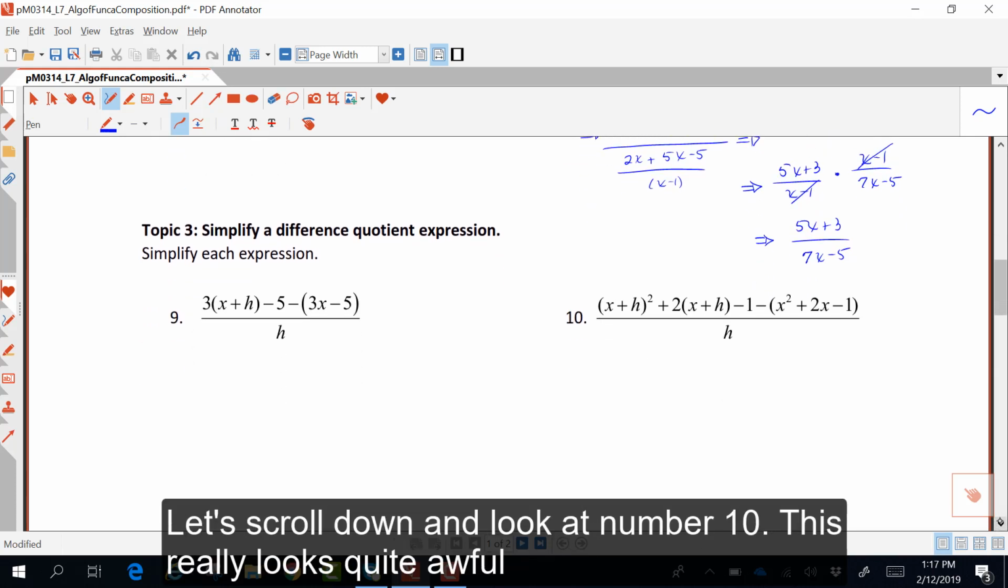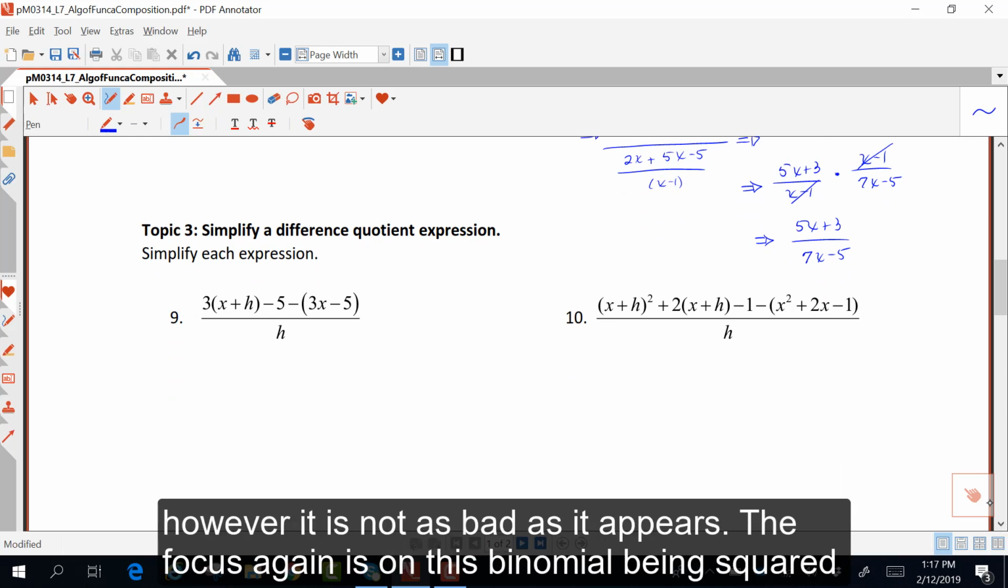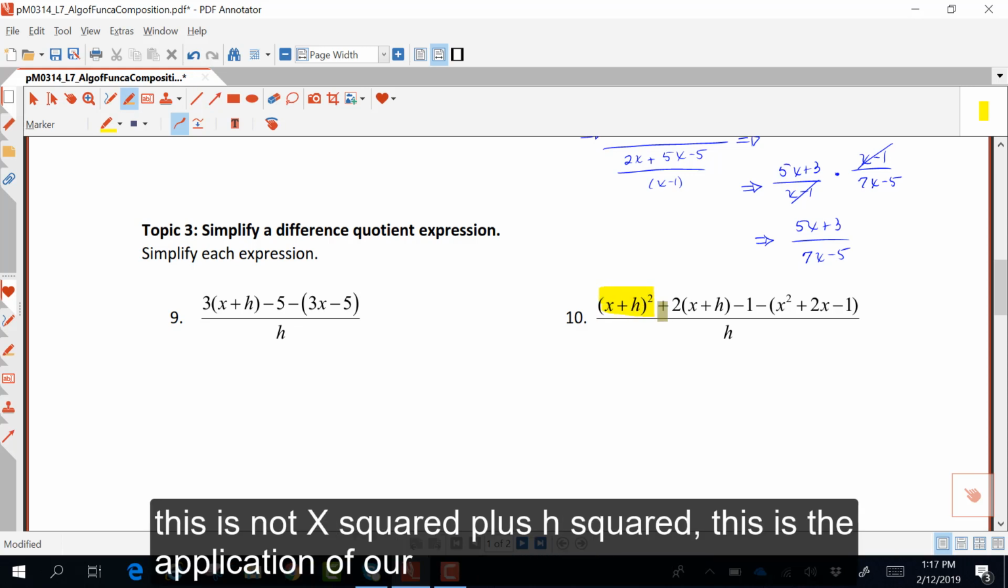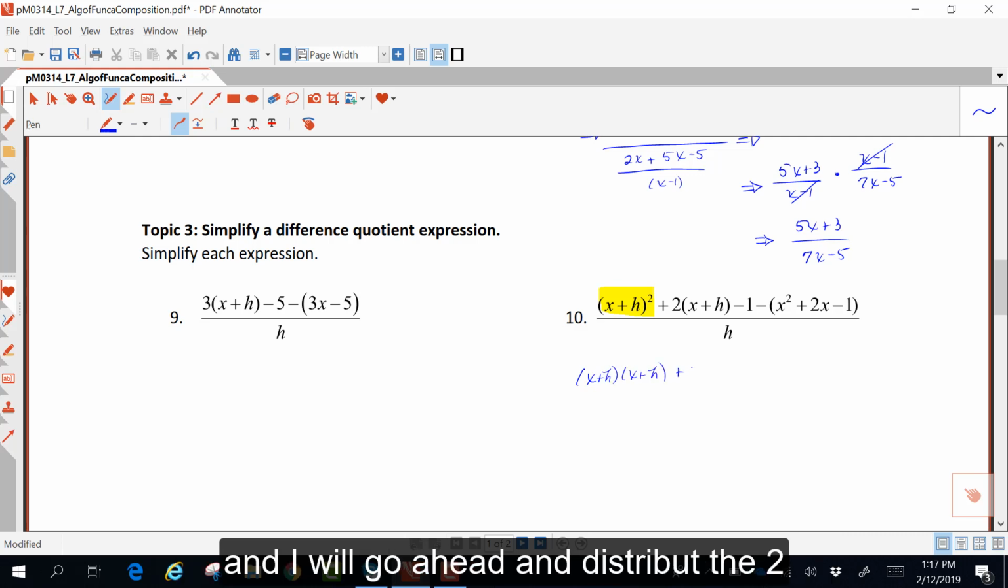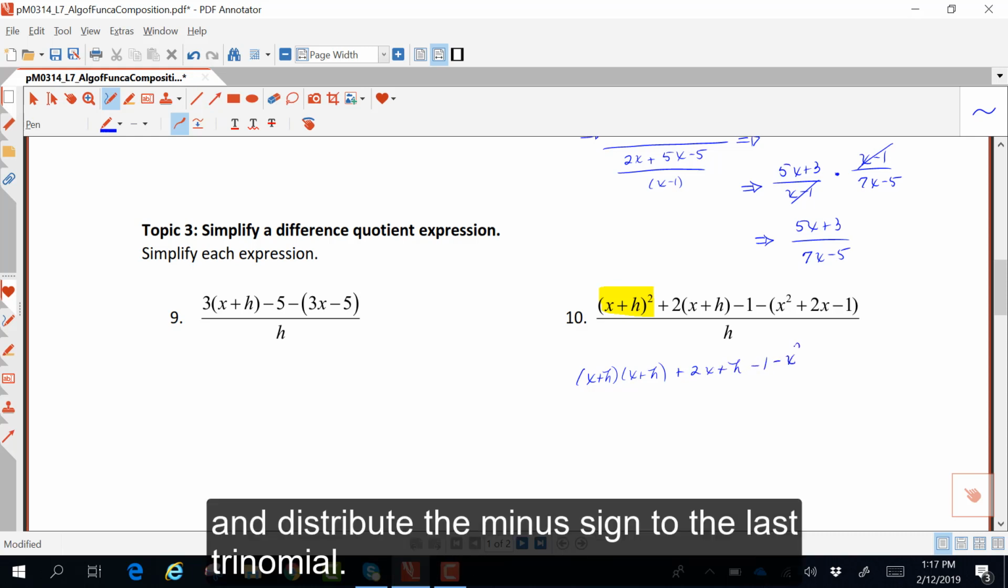Let's scroll down and look at number 10. This really looks quite awful. However, it is not as bad as it appears. The focus again is on this binomial being squared. This is not x squared plus h squared. This is the application of our FOIL method because this is x plus h times x plus h. I'm going to go ahead and distribute the 2 and distribute the minus sign to the last trinomial.